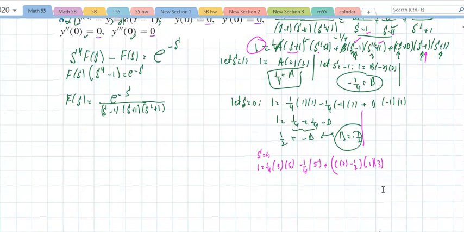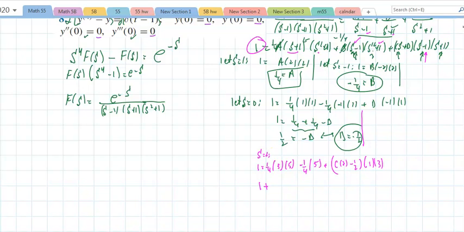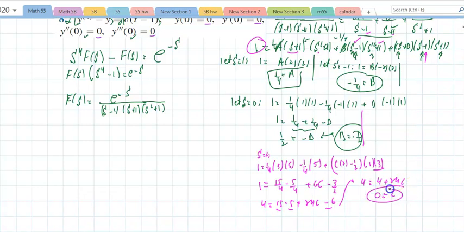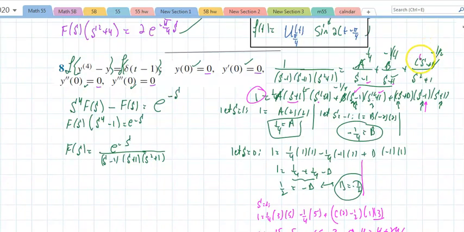And now you just want to solve this. Of course, you could use systems of equations if you want. 1 equals, this is 15 over 4 minus 5 over 4. This is 3 plus 6c minus 3/2. LCD is a 4. 4 equal 15 minus 5 plus 24c minus 2 times it's a 6. So I'm looking at 4 equal, if I take 15 minus 11, that's a 4. That means c is 0. So I got this c to be 0.